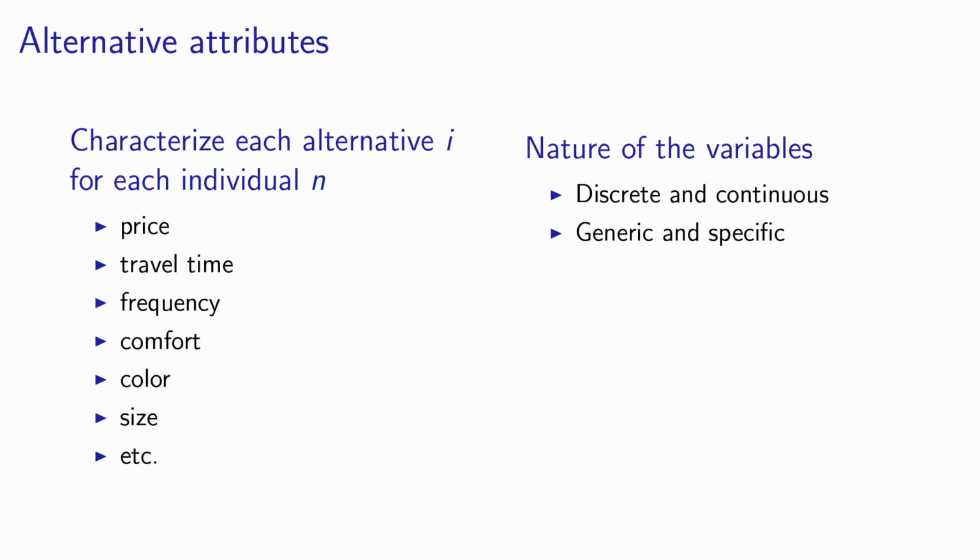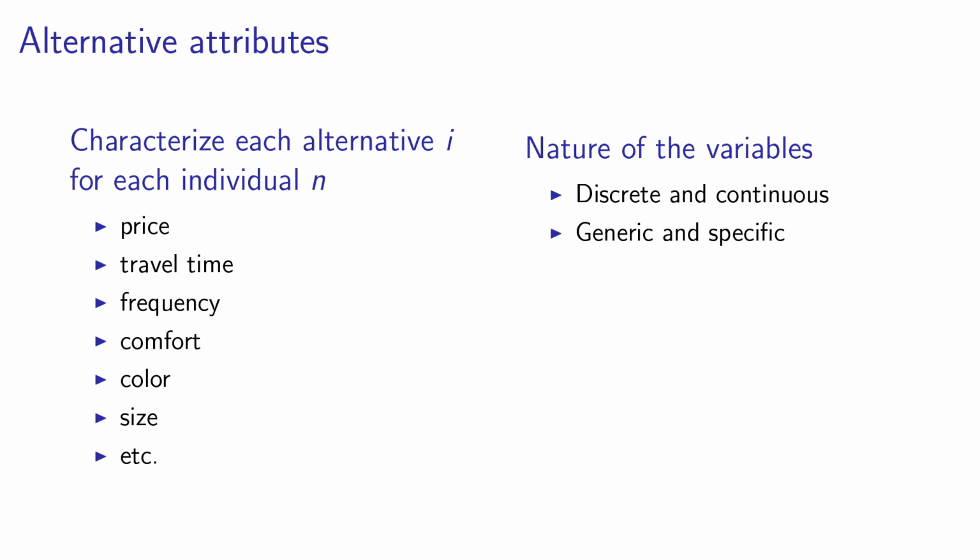Once we have identified the choice set, the list of alternatives for each individual in the population, we need to characterize them. We need to find the variables that describe these alternatives. And they can be of many types. So it can be the price of the alternative, the travel time, if we are talking about transportation mode choice, the frequency of the bus, the comfort of the bus. If you are talking about marketing and you're interested in packaging, the color of the package may be important, the size of the packet may be important, and so on. So the list is very long and it's really application dependent.